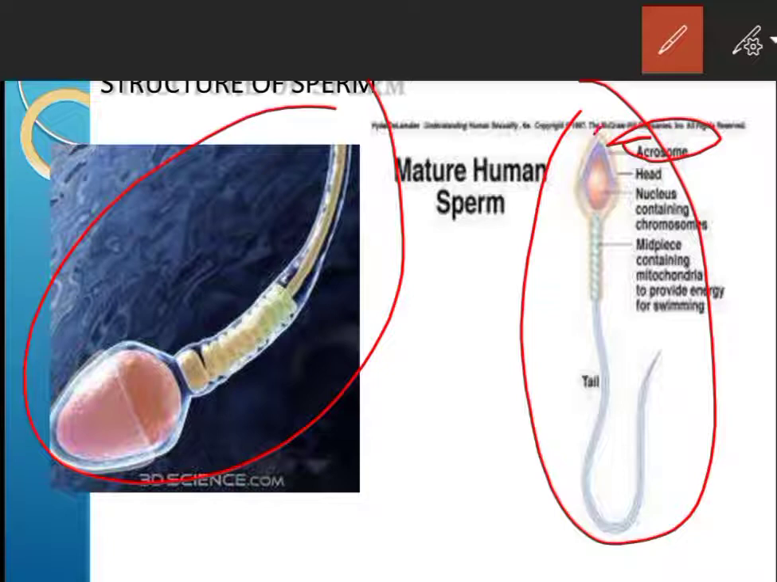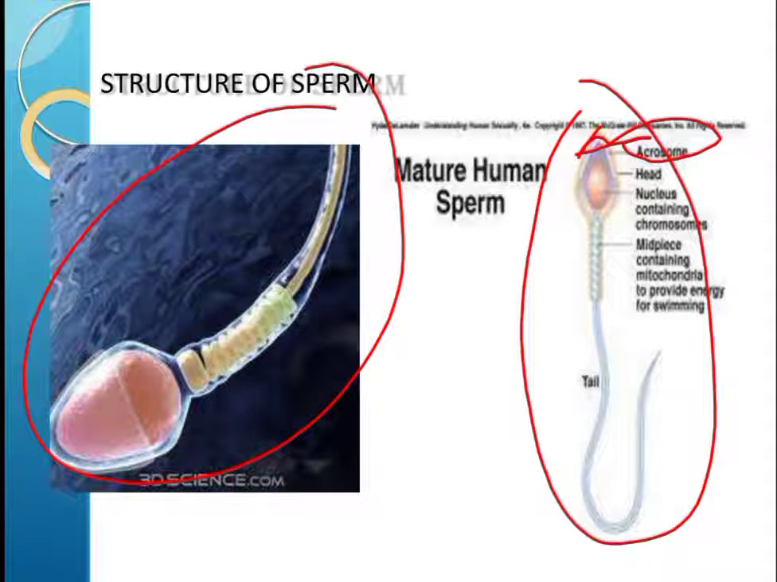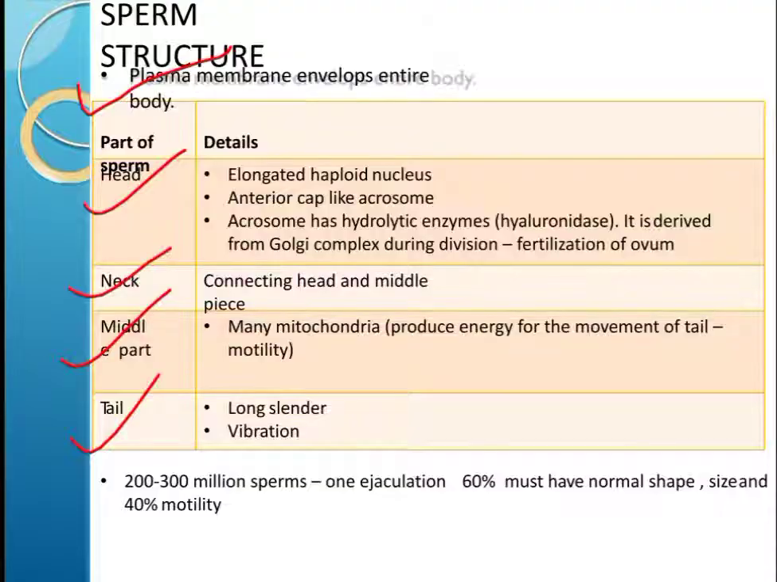हेड के ऊपर एक कैप लाइक स्ट्रक्चर होता है जिसमें हाइड्रोलाइटिक एंजाइम्स होते हैं, उसे कहते हैं एक्रोसोम. और वो कहाँ पर प्रेजेंट होता है? एट द टिप ऑफ द न्यूक्लियस. और किससे बनता है? तो गोल्गी कॉम्प्लेक्स से. और हाइड्रोलाइटिक एंजाइम्स जो है वो किसके लिए हेल्प करेंगे? It helps to contact and penetrate the egg during the fertilization process.